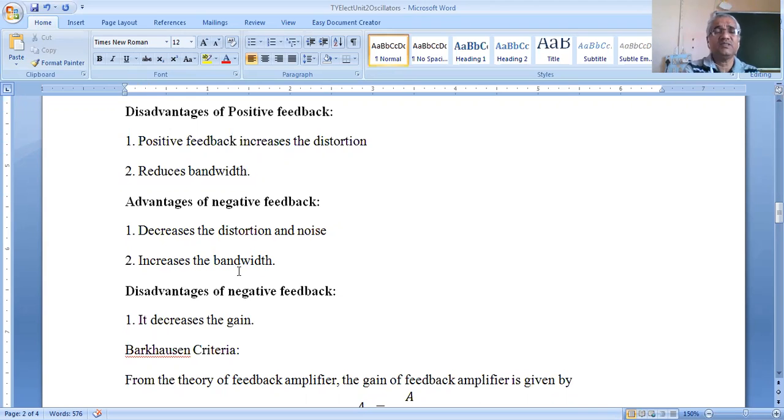But one disadvantage is related with the negative feedback: negative feedback decreases the gain of the amplifier. So remember, for positive feedback and negative feedback, there are advantages and disadvantages. Positive feedback increases the gain, negative feedback decreases the gain. Positive feedback reduces the bandwidth, negative feedback increases the bandwidth. So you can distinguish between positive feedback and negative feedback also.